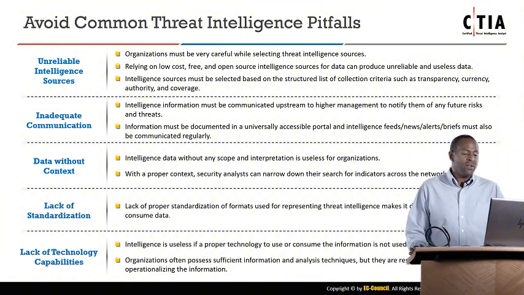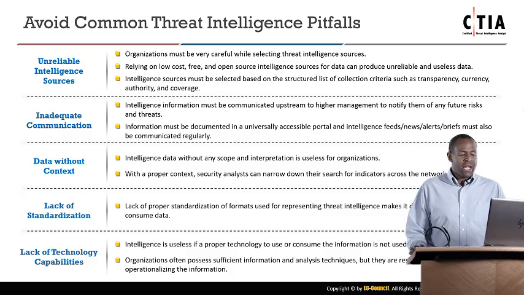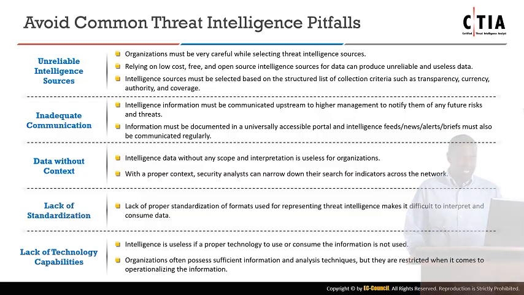Inadequate communication. Intelligence information needs to be communicated to higher management. Again, this is why communication skills are so important for the CTIA. It has to be documented, made universally accessible, maybe through a portal, news feed, news briefs, and we also have to do this regularly.